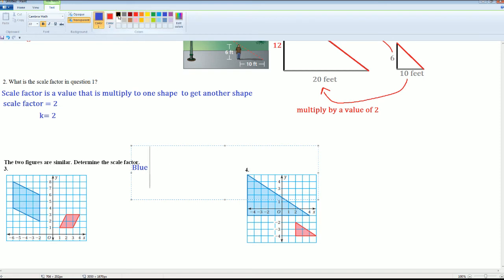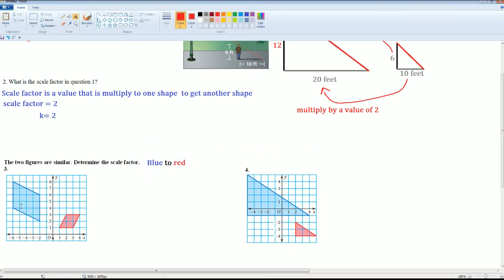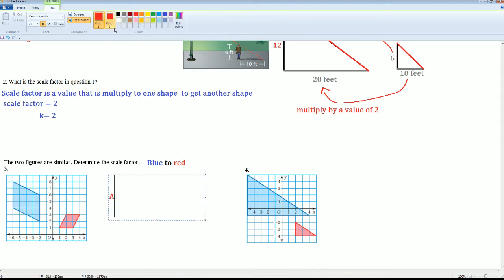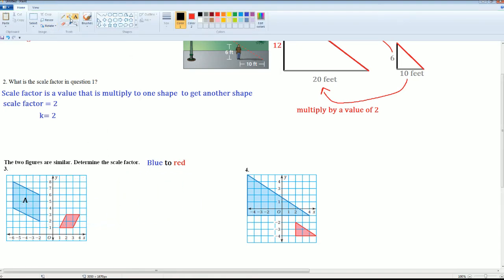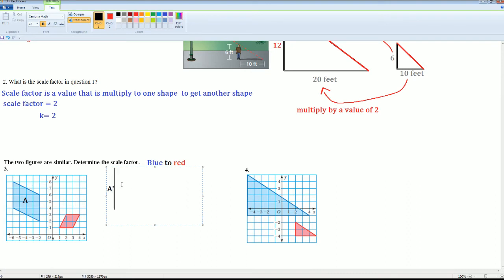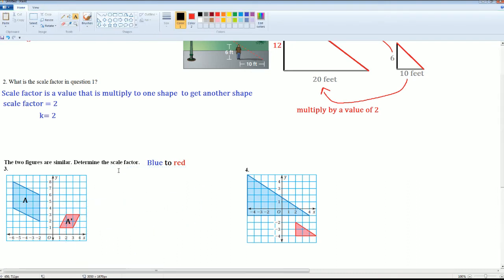Blue to red. Or some of you didn't see this in the color, right? So you can also write this from A to A prime. You can write A, and A is going to go to A prime, right? Okay. Good? Happy?